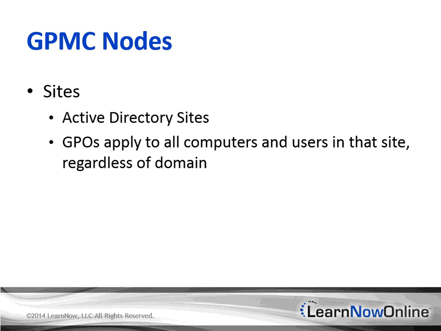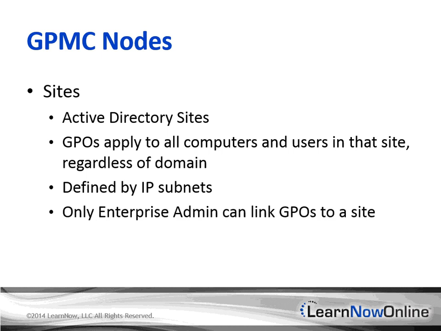Now, a site is defined by its IP subnets. Clients become aware of the site they are in based on their IP address. If you create a site but do not associate at least one subnet with that site, your group policy settings may not apply. An Active Directory forest starts with one site, the default first site name. It encompasses the entire forest and has no specific subnets. You can link a GPO to the default site, but only an enterprise administrator can link GPOs to a site.